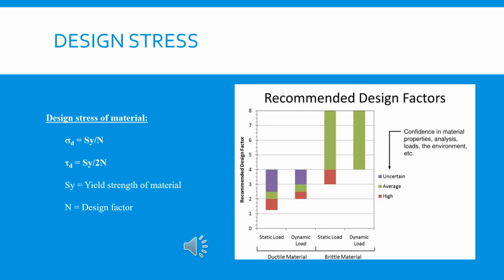Here's a generally accepted table, and what you would look at is the type of material you have. Is it ductile or brittle? Typically you try to use a ductile type material because it's much more forgiving. And then what kind of load do you have, a static or a dynamic load? Dynamic load would mean that it's changing or the thing is moving, and typically you would use a dynamic load in most designs.